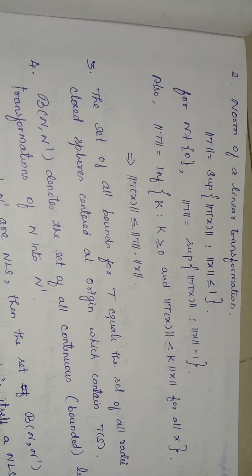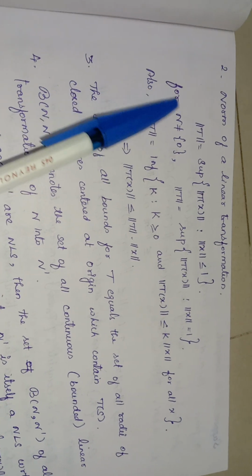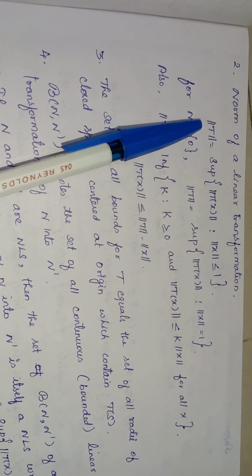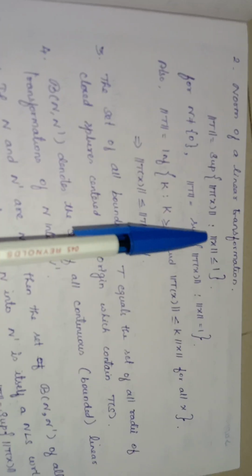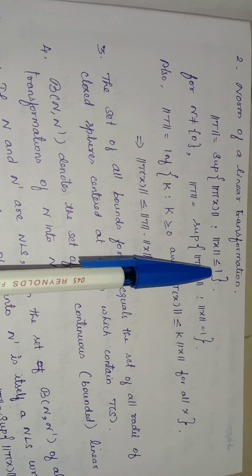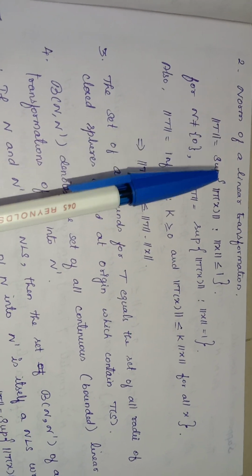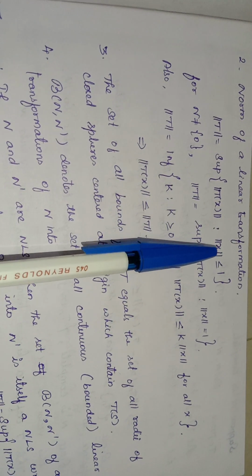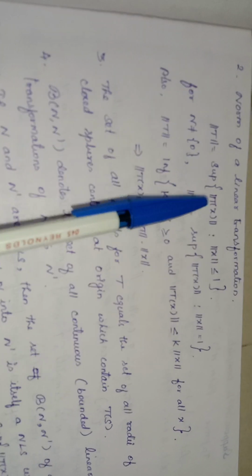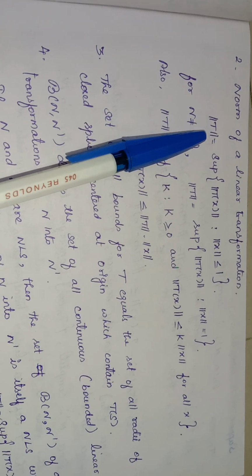Next one. How to define the norm of a linear transformation? If T is a linear transformation from N into N', then the norm of the linear transformation is defined as norm T equals the supremum of norm T of x such that norm x is less than or equal to 1. That means if you want to find the norm of the transformation, collect the values of all T of x for which norm x is less than or equal to 1, and take the supremum value. That value will give you the norm of T.